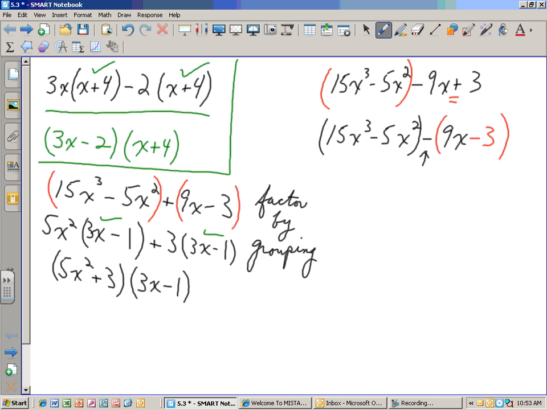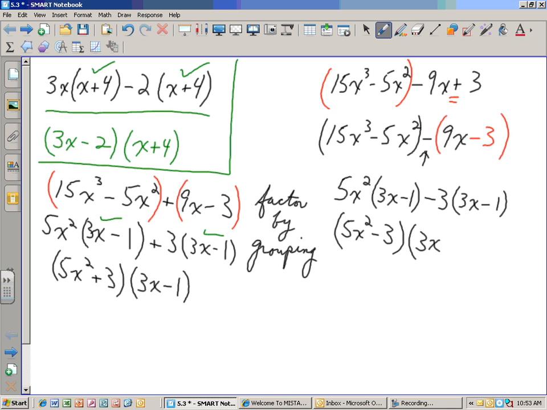Now, we're going to factor the same way we factored the other one, by factoring out a 5x squared. I'm going to have 3x minus 1 minus, and I'll factor out the 3, and I'll get 3x minus 1. And if you want to multiply everything back out and distribute and combine like terms, you're going to get what you started with. So I haven't changed anything, but I put it into a form where I can factor 5x squared minus 3 times the common factor of 3x minus 1.